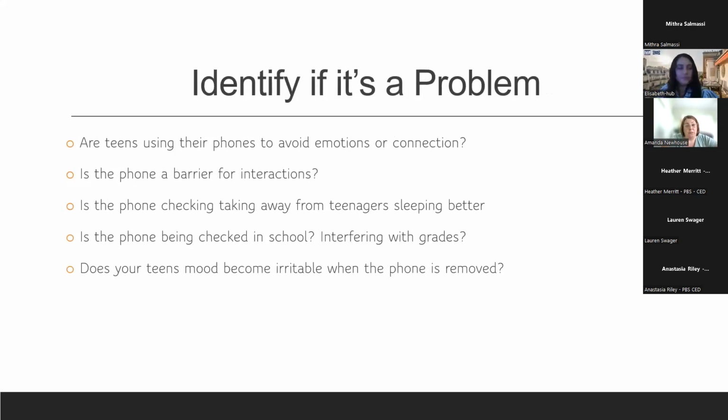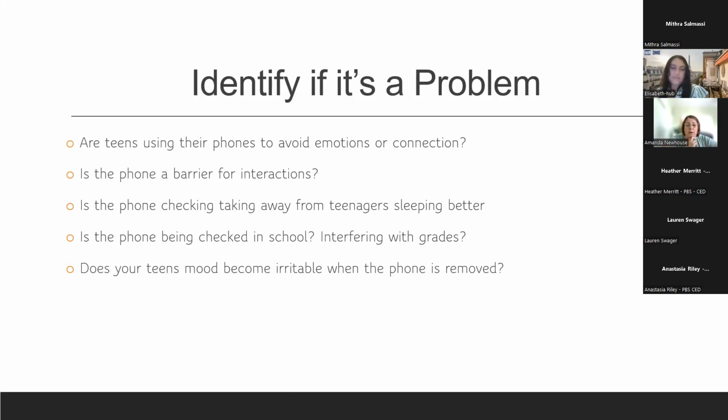Are teens using their phones to avoid emotions or connection? So avoiding that one-on-one connection and using it for that connection explicitly, especially since COVID, we want to make sure that we're trying to get that one-on-one personal interaction so that kids can build the communication and emotional literacy with one another face-to-face versus through the phone. Is the phone a barrier for those interactions?